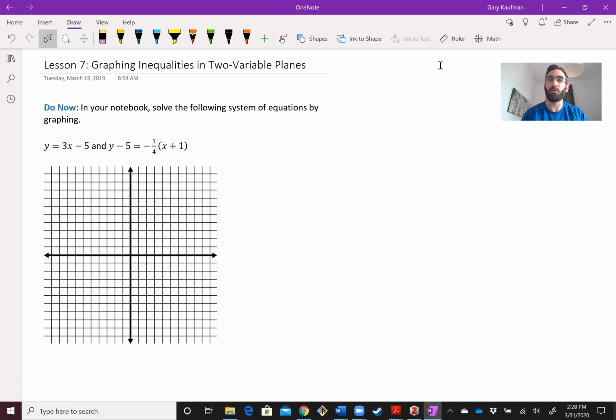So here is your do now. I want you to graph this system and find the solution. Go ahead.